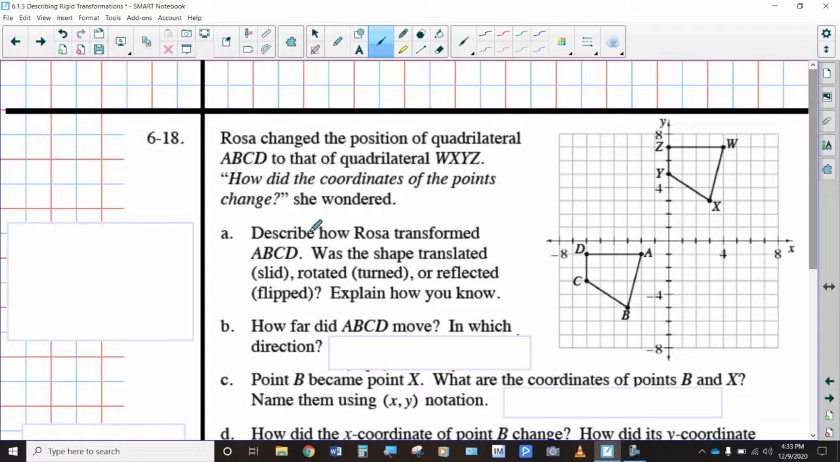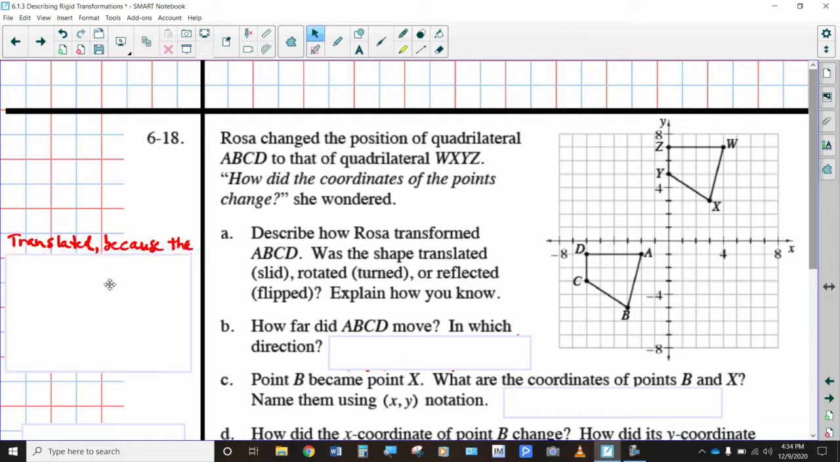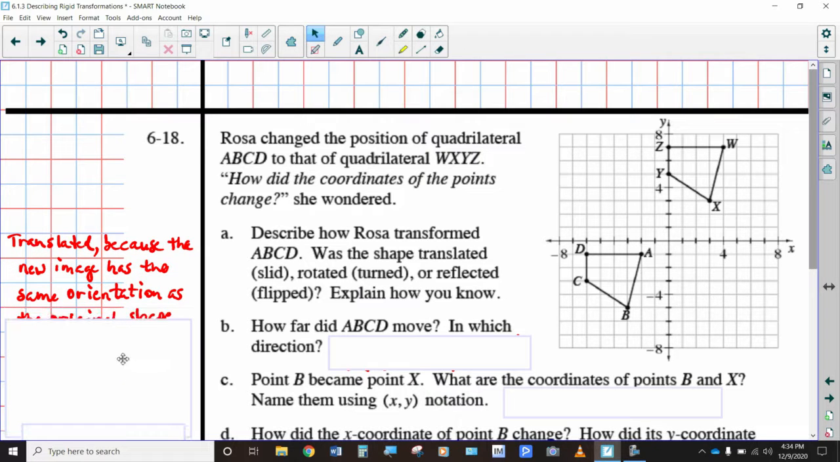So the first thing for us to do is describe what type of transformation this is. Is this an example of a translation or a slide? Is this an example of a rotation or a turn? Or is this an example of a reflection in which your shape was flipped over a line of reflection or a line of symmetry? Okay, so what do you think this is? If you're saying that it is a translation, then you are absolutely right, because, and this is the key, the new image has the same orientation as the original shape.